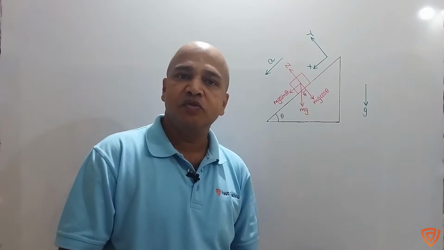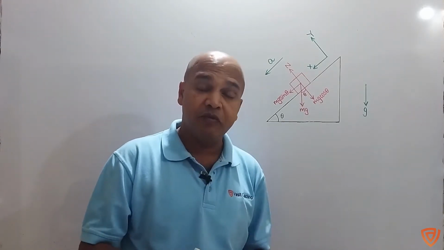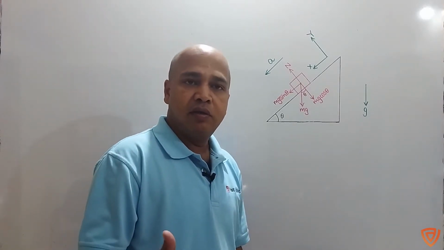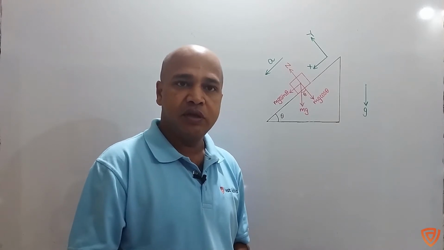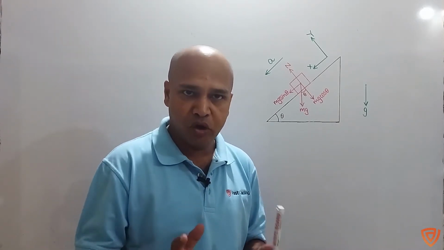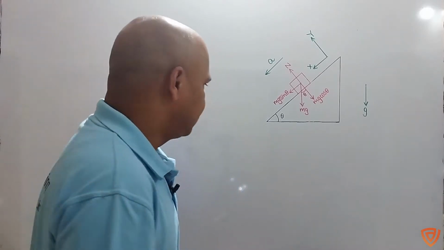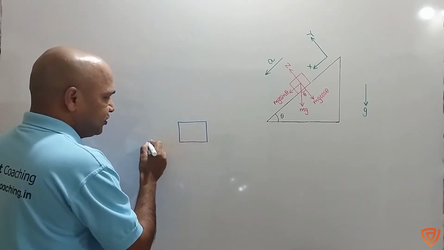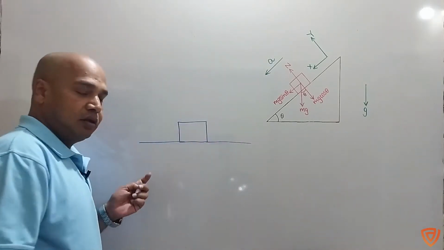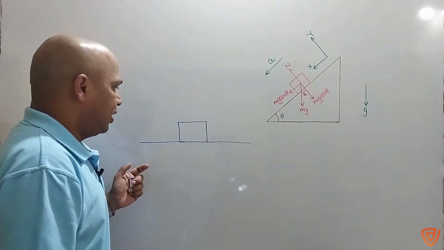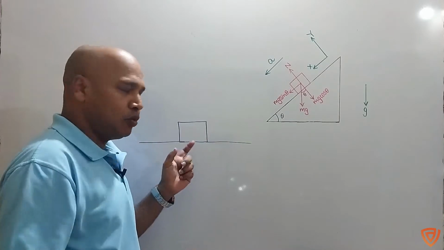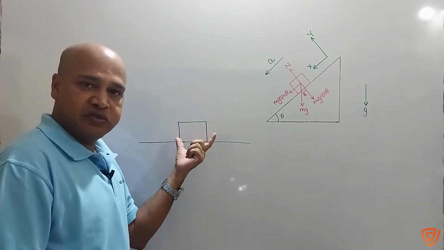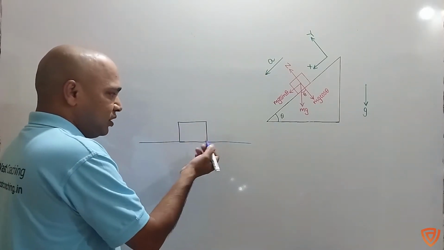There are certain steps we have to follow while making a free body diagram. As I just explained, a free body diagram is a diagram in which we draw all the forces acting on the body in their directions. Let's say we have a body like this, kept on a horizontal plane, and we need to make a free body diagram of it. What do we have to do? We have to draw all the forces acting on this body.